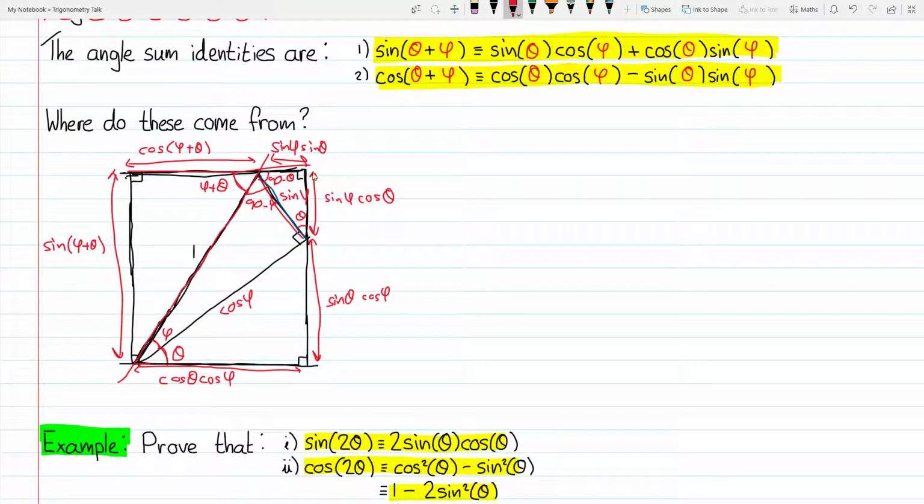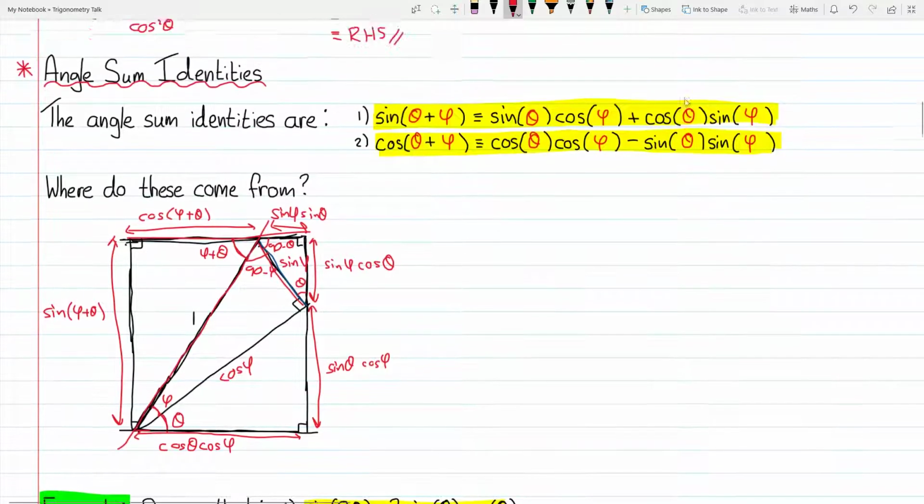Let's compare the top and the bottom sides. Well, we know that cos of theta times cos of phi equals cos of phi plus theta plus sine of phi times sine of theta. So if we subtract this from both sides, we get precisely this. We get cos of theta plus phi is identical to cos of theta cos of phi minus sine of theta sine of phi.